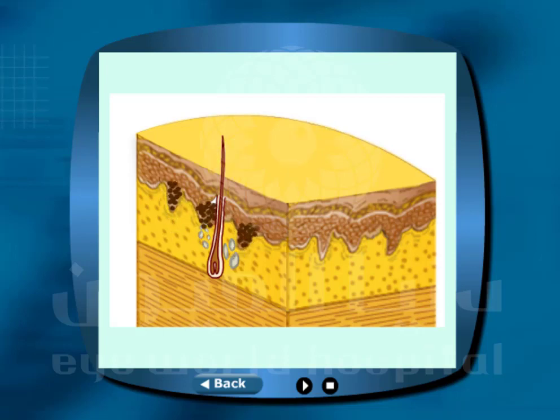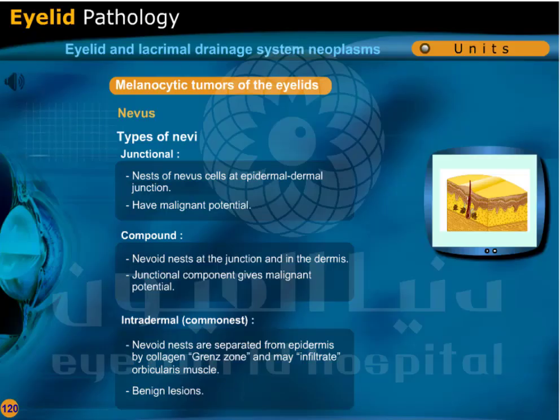Junctional nevi. There are nests of nevus cells at the epidermal-dermal junction, and they have malignant potential. Compound nevi. There are nevoid nests at the junction and in the dermis. The junctional component gives malignant potential. Intradermal nevi. This is the commonest variety, and there are nevoid nests that are separated from the epidermis by collagen, the Grenz zone, and may infiltrate the orbicularis muscle. Intradermal nevus is a benign lesion.